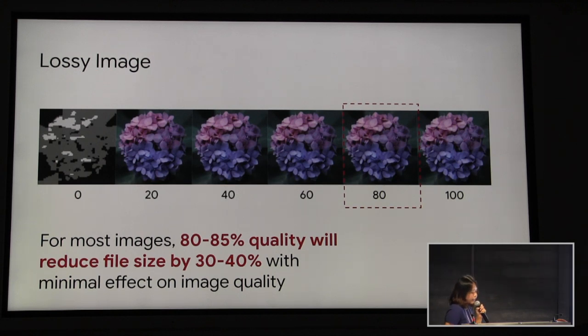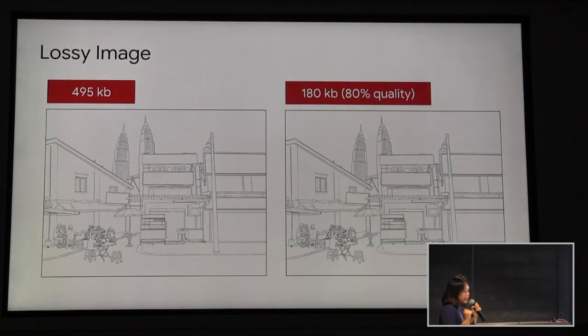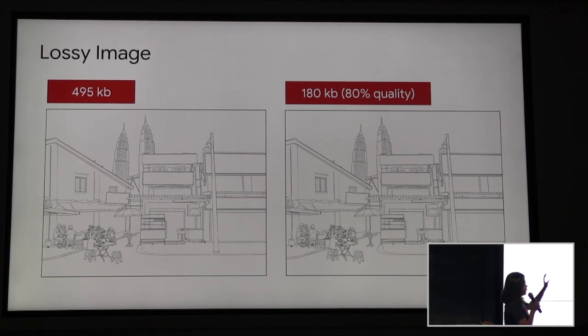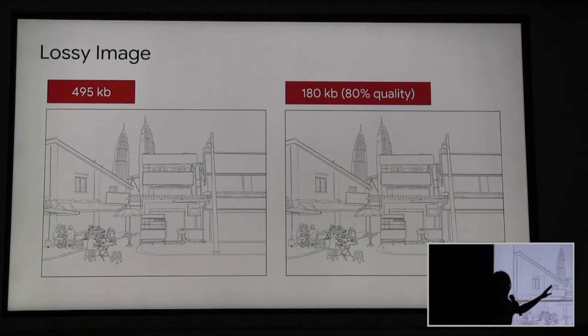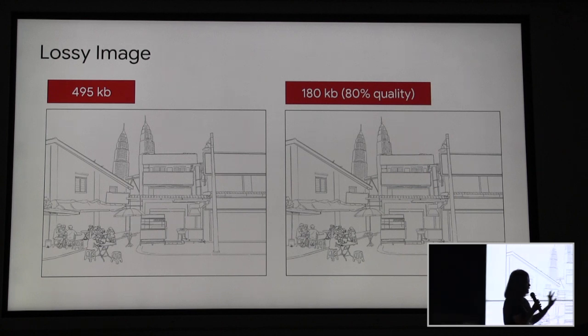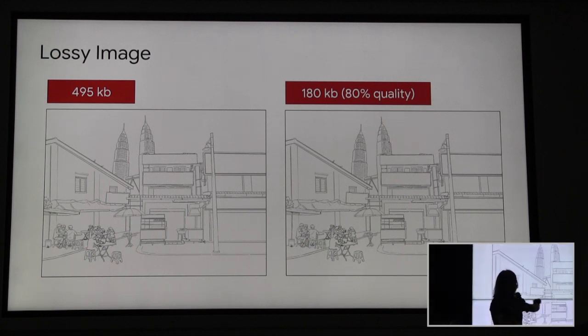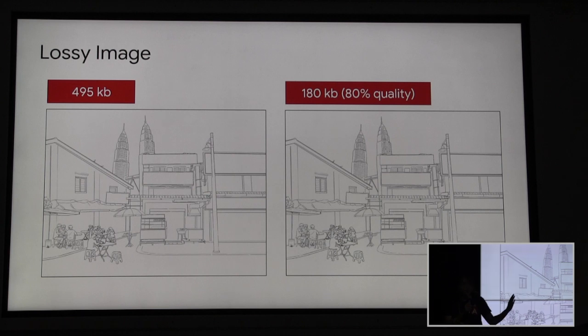For most images, if you reduce the quality to 80% or 85%, the file size can be reduced by 30 to 40%, and it has minimal effect on your images. So you can test it out, 80%. This is an example. The full-quality background image is 495 KB. But if I shave it down to 80% of the quality, the size is 180 KB, which is much smaller. And you don't really see the difference because it's also not a very important element in our web page. So it's okay that we have a lower quality.